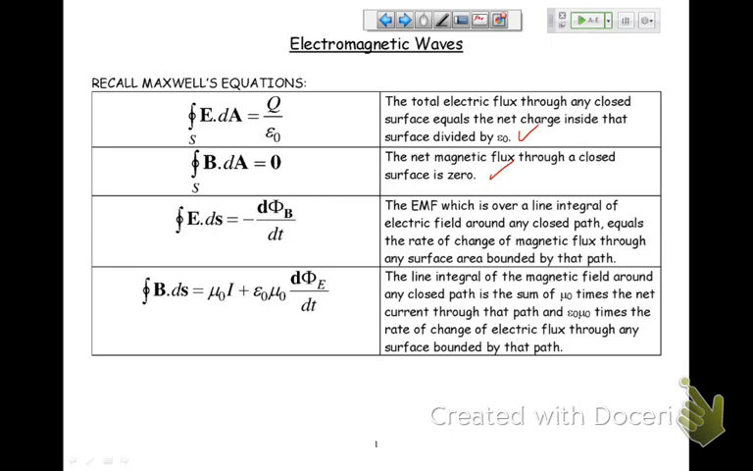And then we have, which one is this? E dot ds is equal to minus dΦ by dt. Whose law is this? Yeah, Faraday's law. Basically the EMF, which is the line integral of electric field around a closed path, equals the rate of change of magnetic flux through any surface area bound by that path.